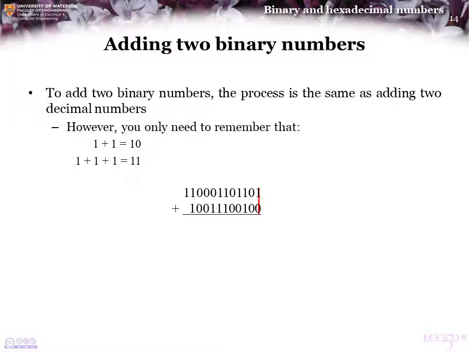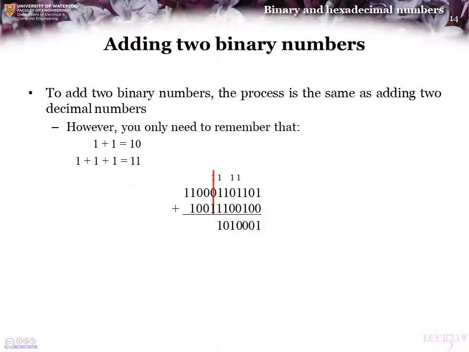bit. 1 plus 0 is 1. 0 plus 0 is 0. 1 plus 1 is 1, 0. So we'll write down the 0 and carry the 1. 1 plus 1 plus 0 is still 1, 0. So we write down the 0 and carry the 1. 1 plus 0 plus 0 is 1. 1 plus 1 is again 1, 0. So we write down the 0 and carry the 1. 1 plus 1 plus 1 is 1, 1. We write down the least significant bit 1 and we carry the 1.